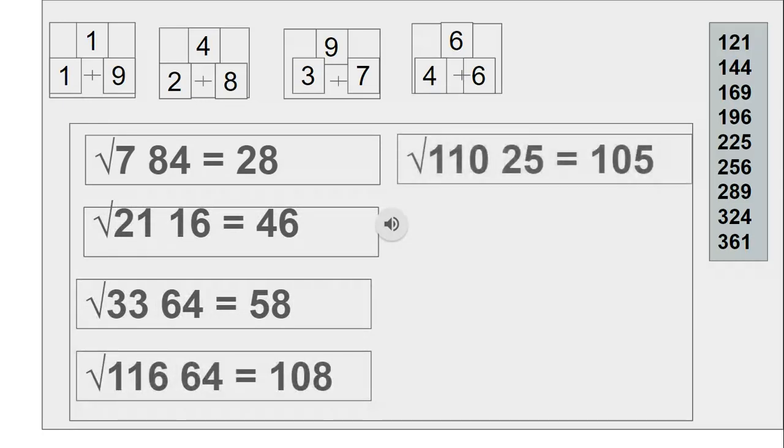Now next 11025. So here 5 is there. So unit place is 5. No need to see 110 there. You have to see 10 tens are 100.